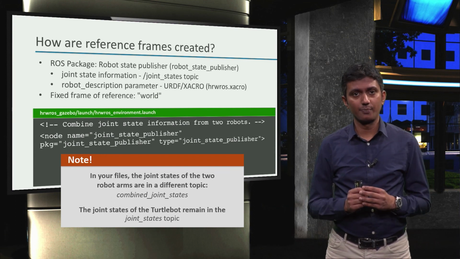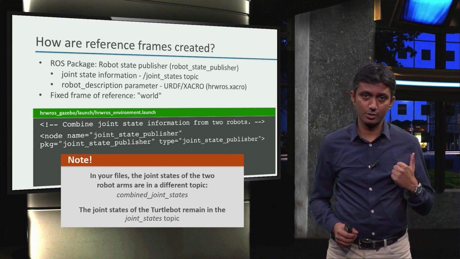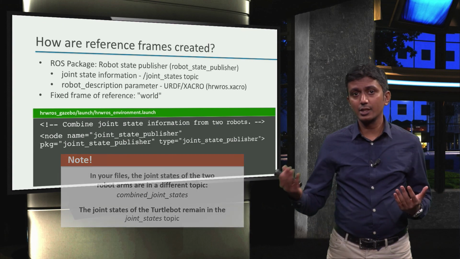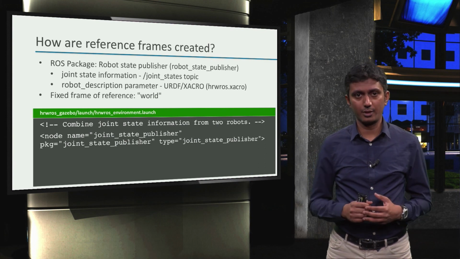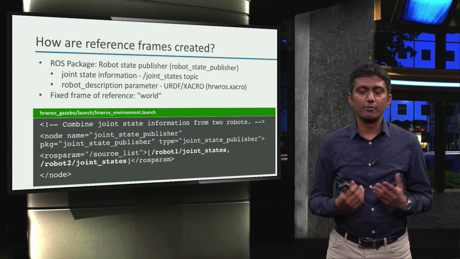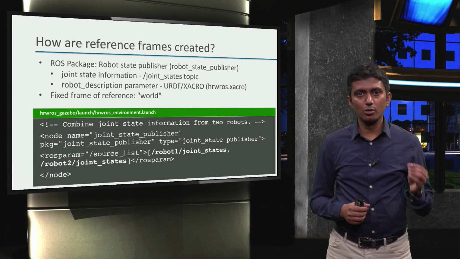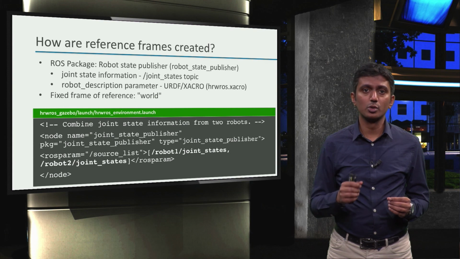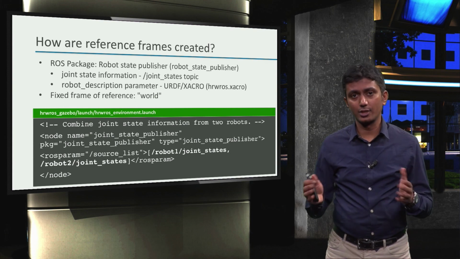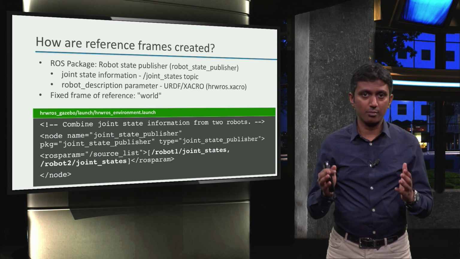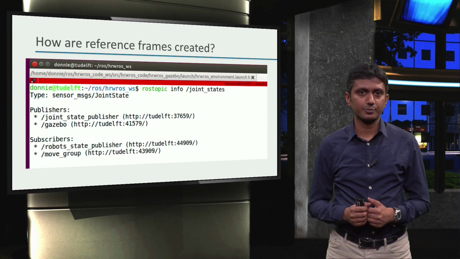Here is one instance. We have the Gazebo plugin for TurtleBot publishing to the /joint_states topic, and we will see now how the joint state publisher will also publish to the joint states topic. This is achieved via the source_list parameter. As you can see, the robot1 joint states and robot2 joint states are elements of the list of topics that contain joint state information, and joint state publisher will publish the combined information onto the joint states topic.